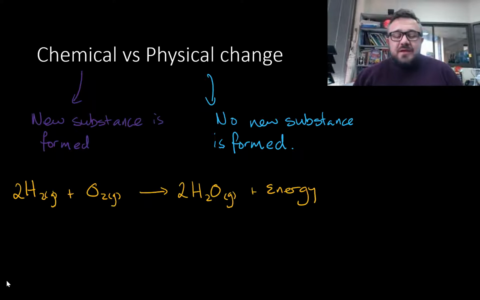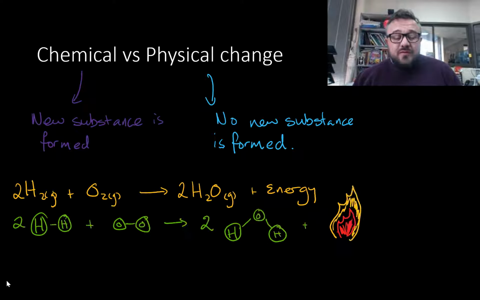Now, for example, here we have a chemical change. We have two hydrogen molecules reacting with an oxygen molecule. This gives us water plus some energy, two water molecules plus some energy. So we can see that a new substance has actually been formed. And we can see that quite clearly if we draw out the atoms. So we've got two of these hydrogen molecules plus one of the oxygen molecules gives us two of these hydrogens, which are now joined to the oxygen, to give us a water molecule plus energy. In this case, explosions, which is always the best way.